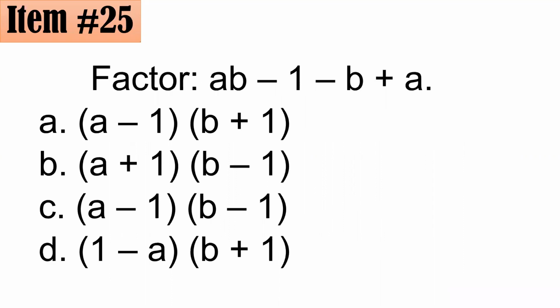Number 25. Factor AB minus 1 minus B plus A. Did you go for A, B, C, or D? Okay. If you don't mind po, paki-comment po kung ano pong ginawa niyong process. Anong process po yung ginawa ninyo? Paki-comment na lang po sa ating chat. Okay. According to Sir Chad, grouping, no? Or factoring by grouping. Okay.